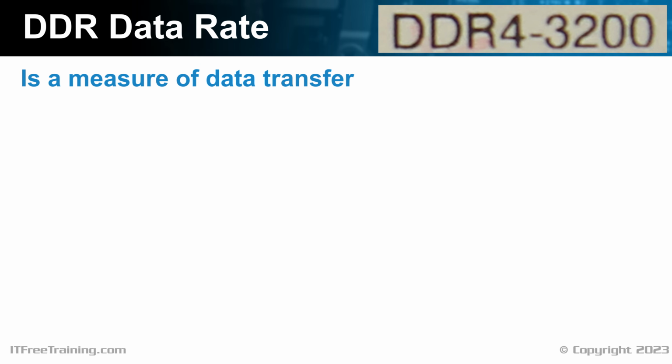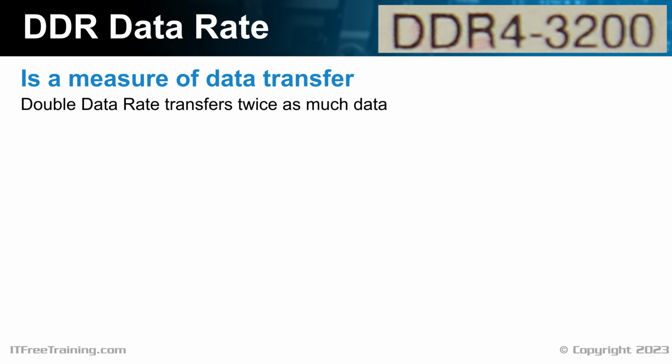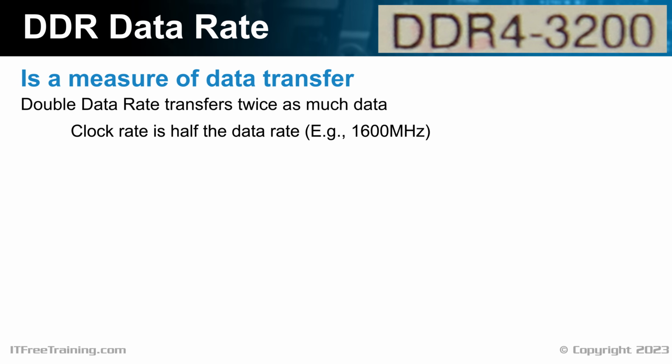DDR memory, or double data rate memory, gets its name because it can transfer twice as much data as non-DDR memory. This essentially means that the clock rate is half the data rate. So, for our example memory, the clock rate would be half of 3200, which is 1600.